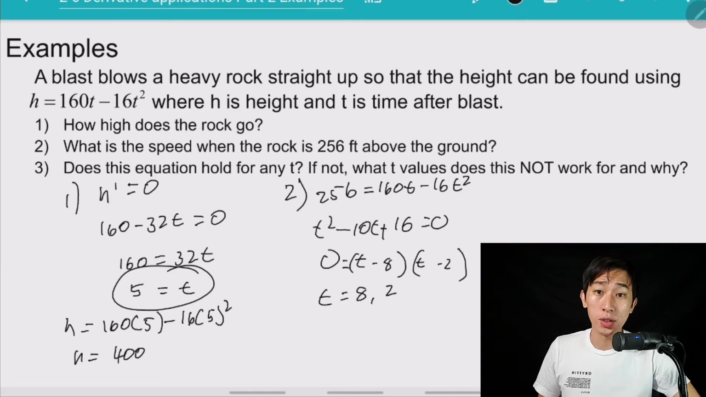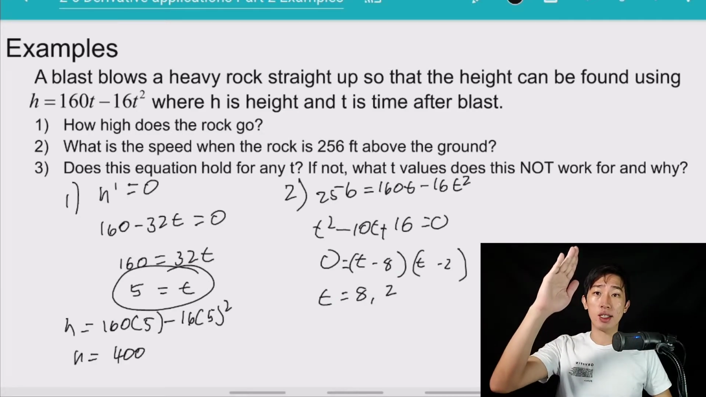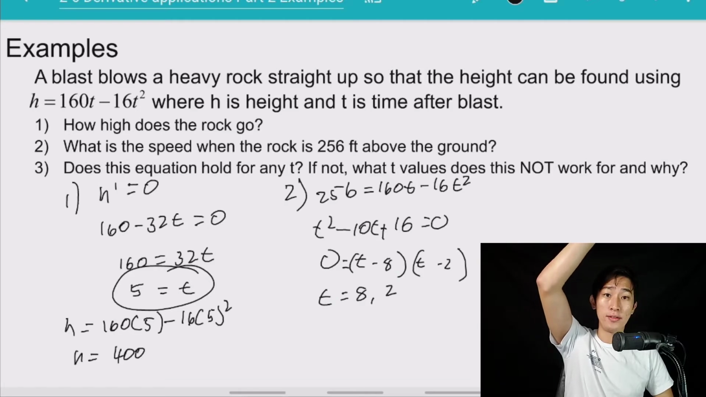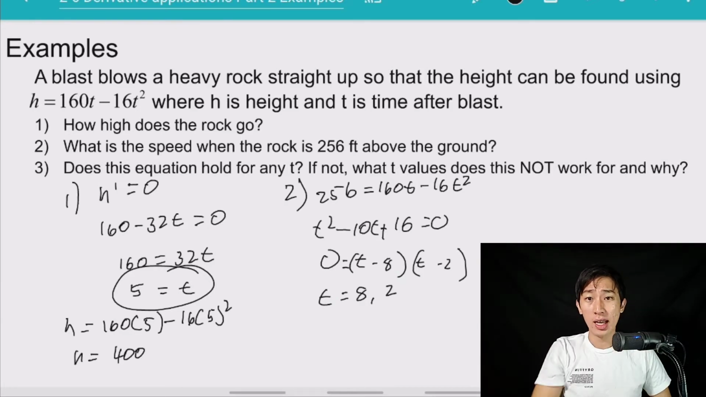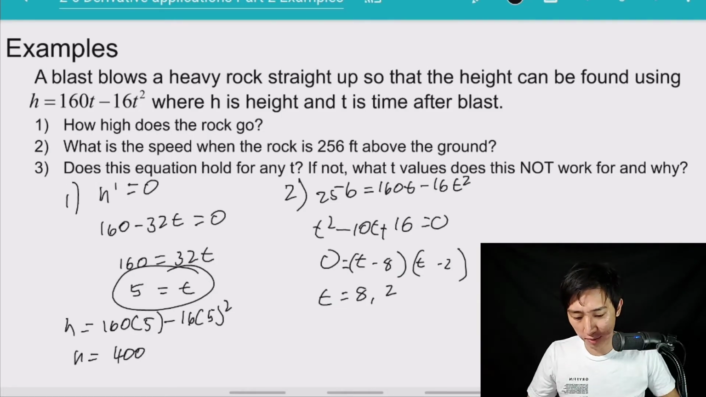Okay, so once you do your quadratic, you're going to figure out that t is equal to 8 and 2. And just thinking about this physically, basically what that means is as it's going up, after 2 seconds, it hits 256 feet. It goes all the way to 400 feet, starts coming back down, and is at 256 feet again after 8 seconds. So now it's asking me what our speed is, so let's plug that in to our h prime.